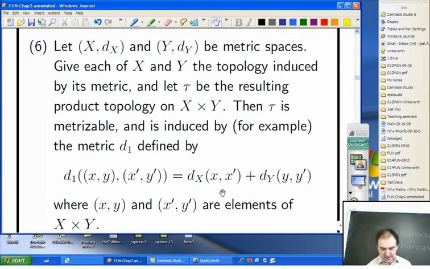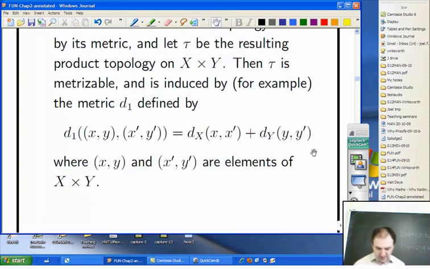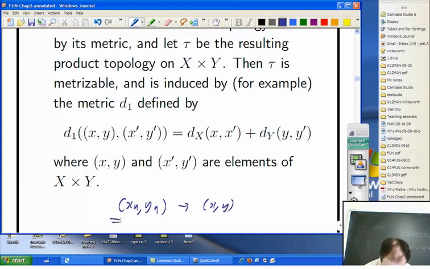Here's some examples. You can just add the two distances up between the coordinates. So you've got x, y in X cross Y and another point x prime, y prime in X cross Y. You want to say, what's the new distance going to be? Well, add the distance between the x coordinates to the distance between the y coordinates, and that will give you a nice thing that works as a metric on the product. And if you do that, you can ask, do you get the right topology? And the answer is yes. And the topology you get is the one of coordinate-wise convergence, a sequence (x_n, y_n) tends to (x, y) if and only if x_n tends to x and y_n tends to y.